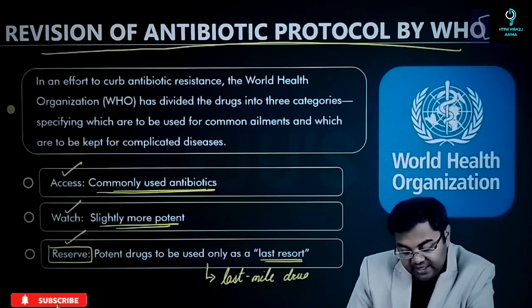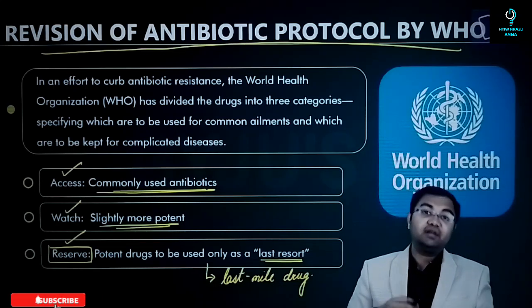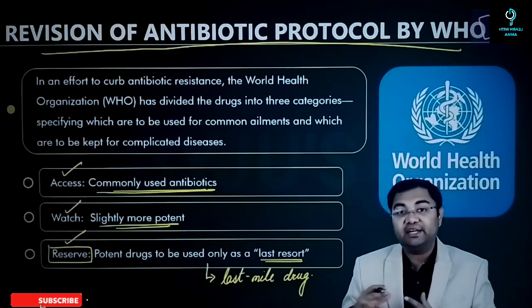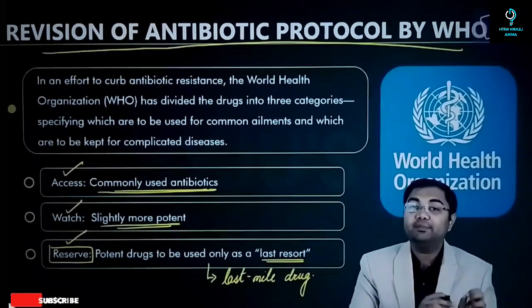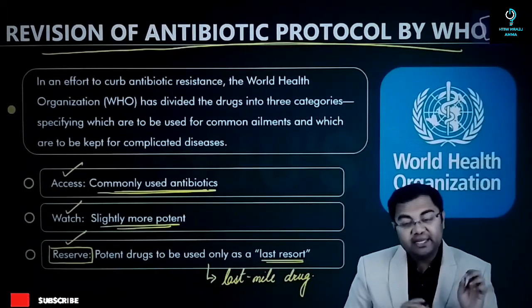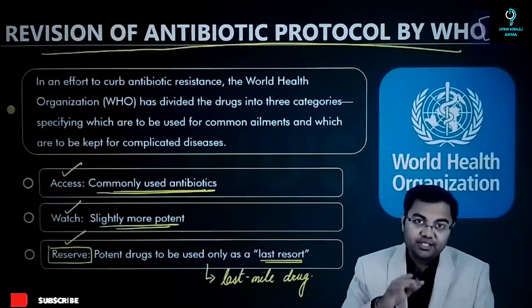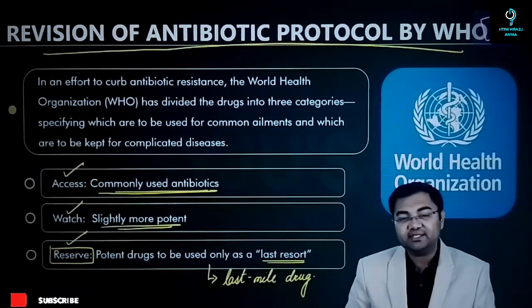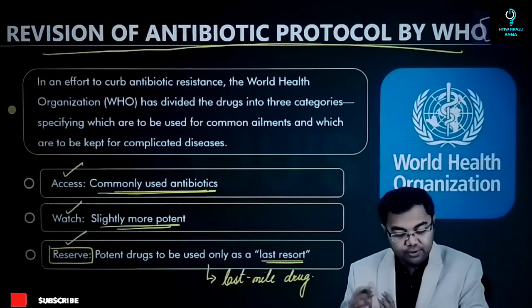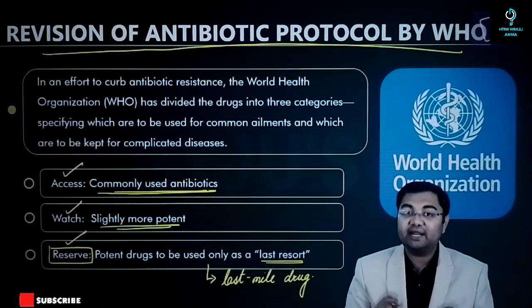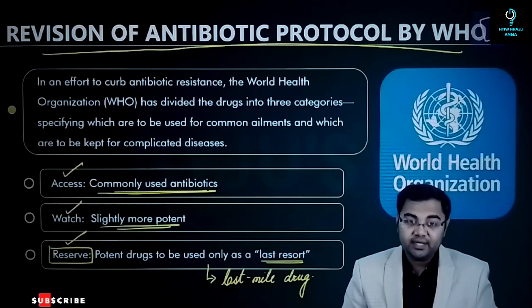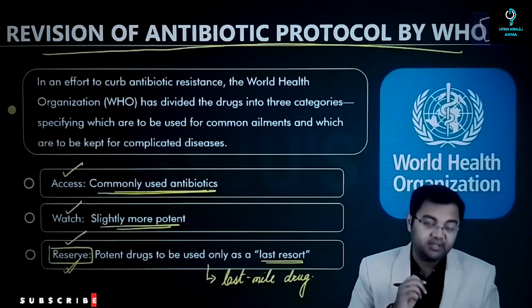Now what is the meaning of last mile drug? A last mile drug or last resort drug is the kind of medication that you should take only if all the other medicines are not working. If any other drug is not able to treat that particular disease, then only you use the last mile drug. If such a situation has not come, then the last mile drug has to be thoroughly avoided. And that's why it has been placed in the reserve category.